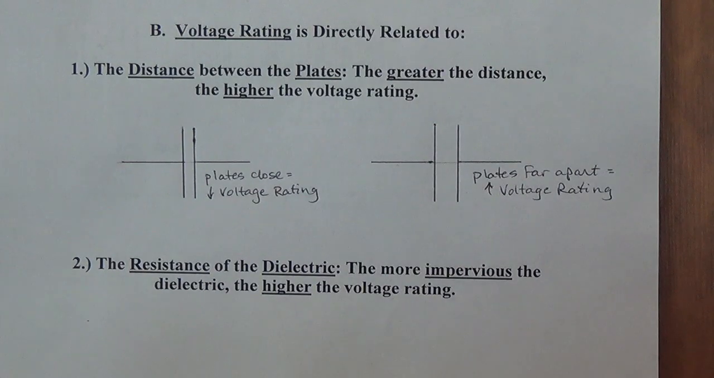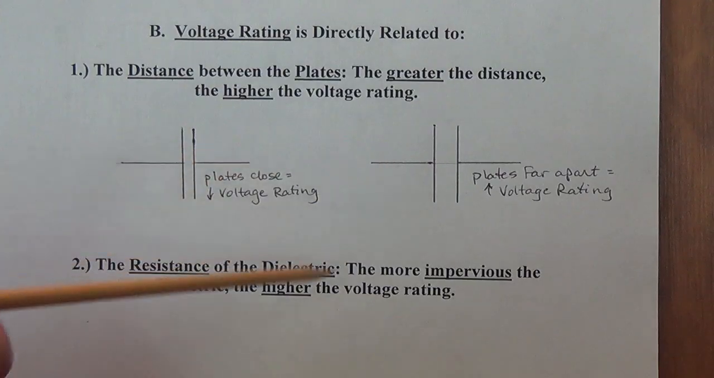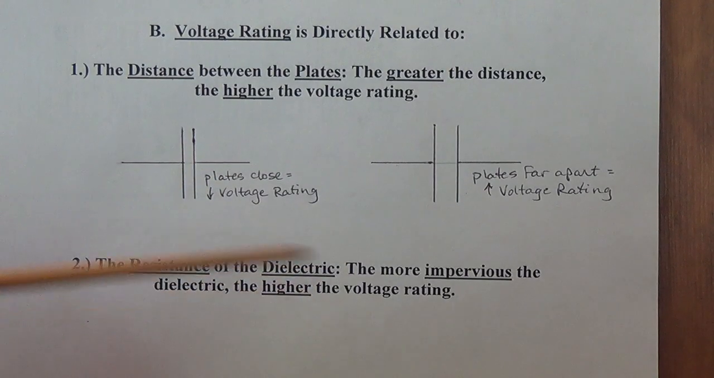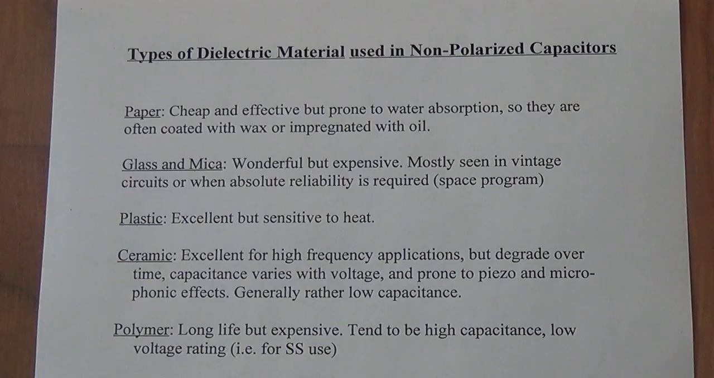And we will see that there are various substances used as the dielectric to allow us to have higher voltage ratings. Let's look at some of those dielectric materials, and this will be only in non-polarized capacitors. As we'll see, the electrolytics use a completely different system to achieve their high capacitance and high working voltage levels.